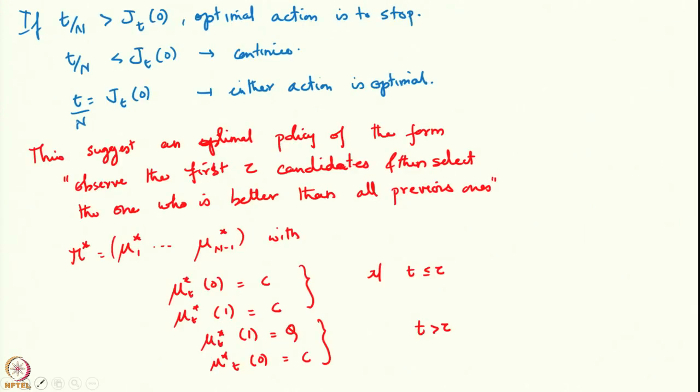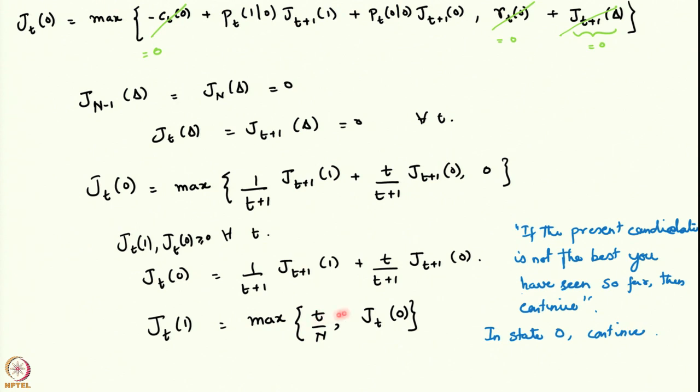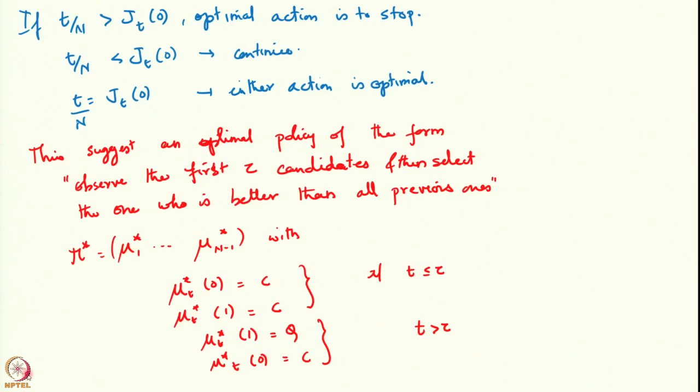Now, in state 1, the optimal thing to do is a bit more complicated. If t by n is greater than j t of 0, then the optimal action is to stop, that means to quit. If t by n is less than j t of 0, then the optimal action is to continue. If t by n is equal to j t of 0, then either action is optimal.